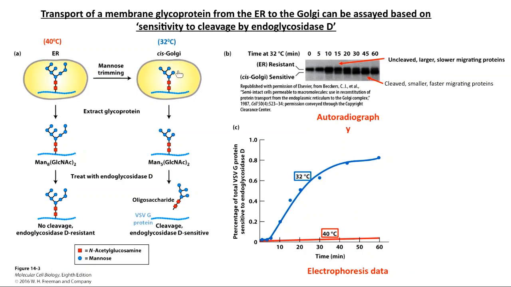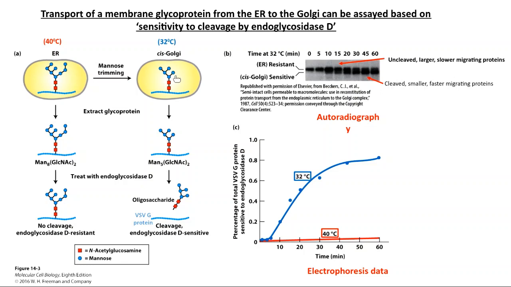During this movement process, what happens in the cis Golgi? In the cis Golgi, mannose trimming happens, because mannose means these blue structures. You can see that is called maturation. So we can see how many units there are: 1, 2, 3, 4, 5, 6, 7, 8 mannose residues. Here we have 1, 2, 3, 4, 5, only 5 mannose residues, right?